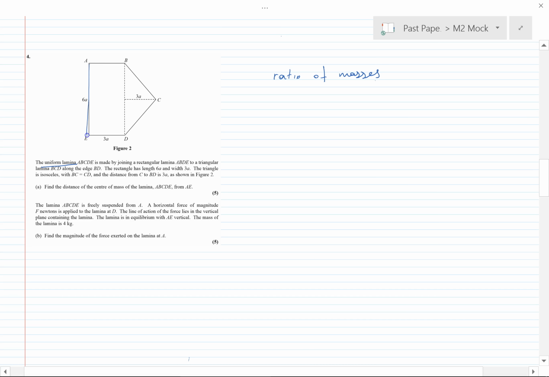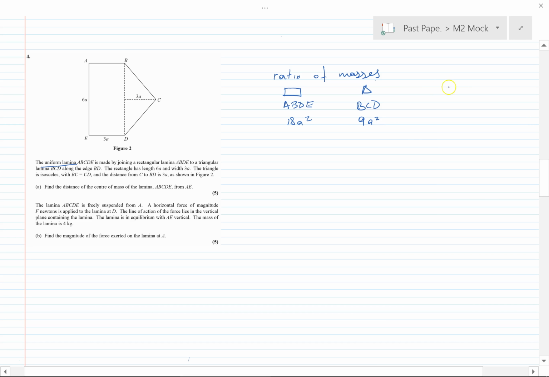So we've got the rectangle here, ABDE. It looks like a trapezium there, but there again, rectangle ABDE. That's got area 6a times 3a, so that's 18a squared. Then we've got the triangle, which is BCD. That's got area half times 6a times 3a. It's basically half of that, 9a squared.